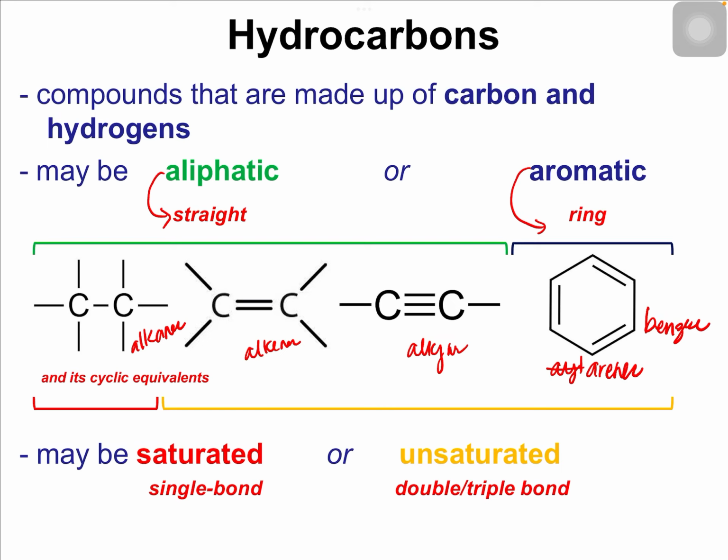Also, kasama din sa aliphatic natin yung mga cyclic equivalents. When you say cyclic equivalents, you have your cycloalkane, cycloalkene, and cycloalkyne. Okay? So, please try to remember the terms aliphatic and aromatic.